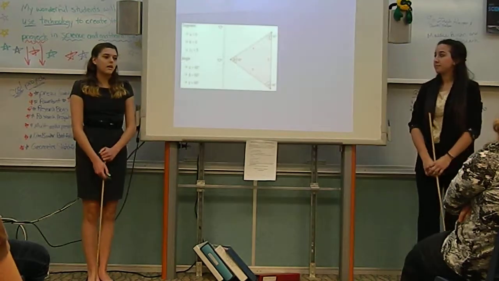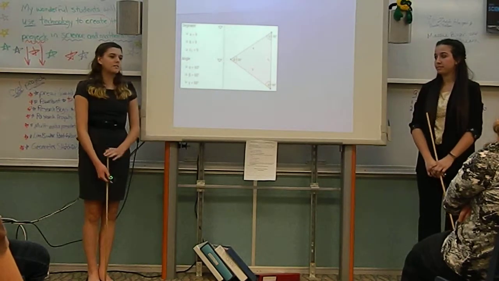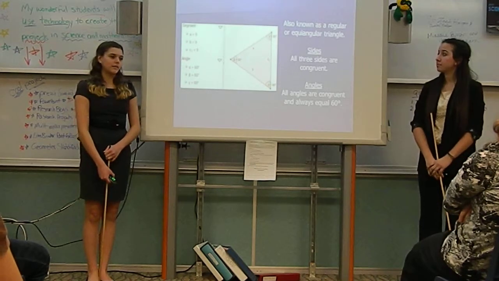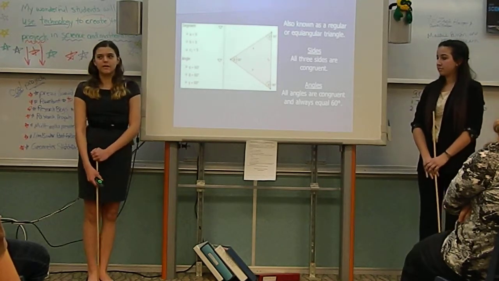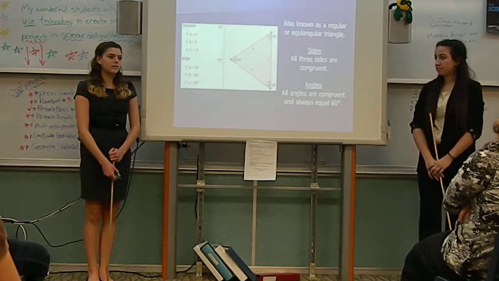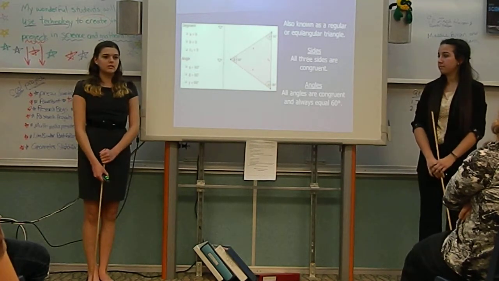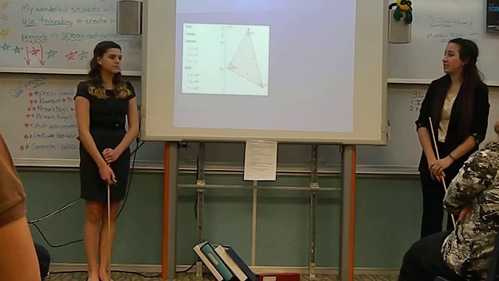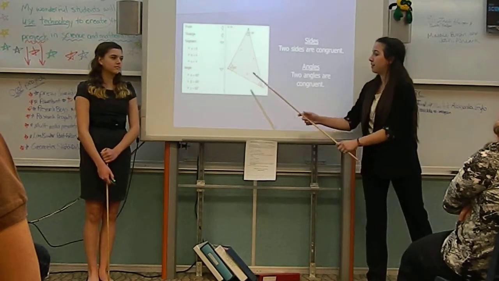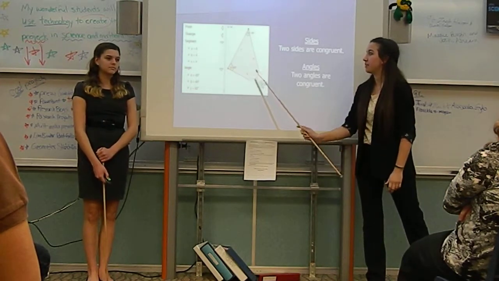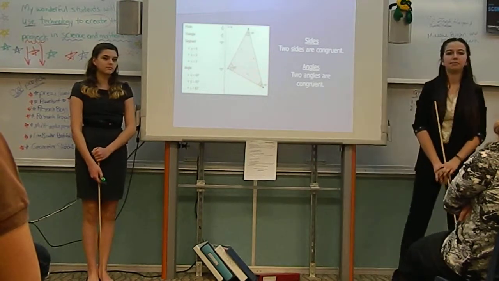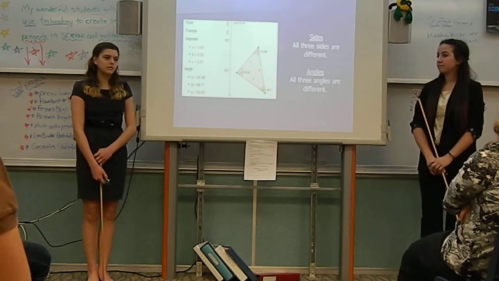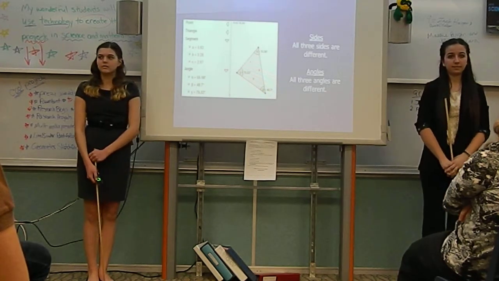Types of triangles. Here we have an example of an equilateral triangle. An equilateral triangle can also be known as a regular triangle or an equiangular triangle, and all 3 sides are the same and all 3 angles are the same, and each angle will always equal 60 degrees. Here we have an example of an isosceles triangle. Isosceles means that 2 of the sides are the same, and also 2 of the angles are congruent. Here we have a scalene triangle, and a scalene triangle has all 3 different sides and all 3 different angles.